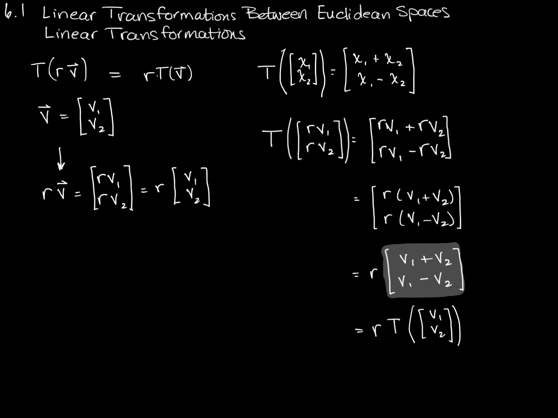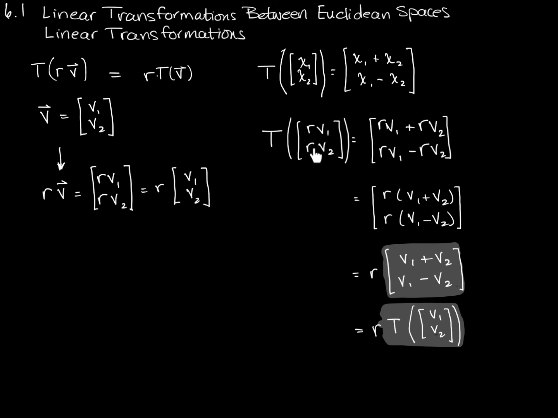Okay, so that's this transformation here, not the r. The r is not included in the transformation. But what I've just shown you is that I can either find rv, r times the vector v, do the transformation on that to get this, or I can find the transformation of vector v, then scale it, right? I can scale the transformation. There's the transformation, scale it, distribute the r.